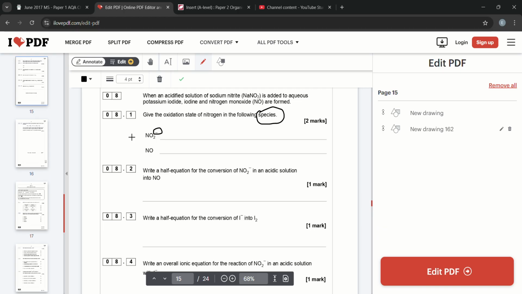Oxygen is -2. -2 times 2 is -4. Therefore, what do we add to -4 to get -1? +3.